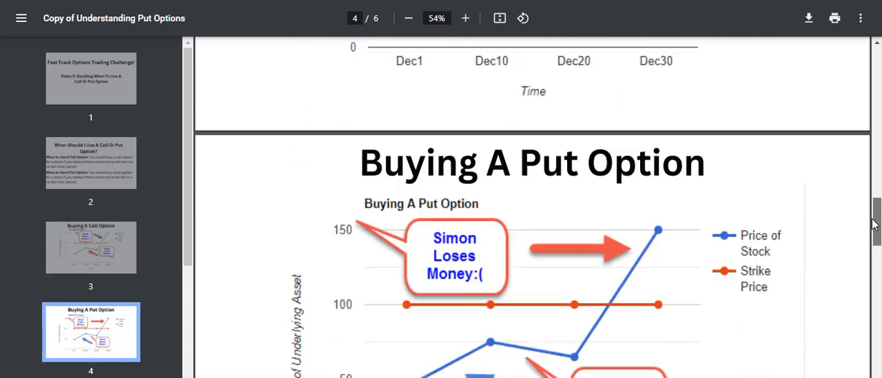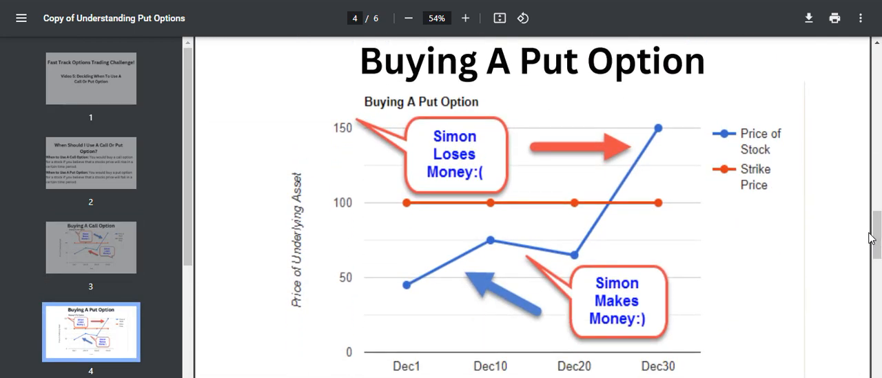Now, flip side, Simon wants to buy a put option on a stock that we'll call stock Y. Basically, the options contract has a strike price of $100 and it expires on December 30th. Pretty much the same as above, but in this scenario, Simon is betting that the stock price is going to fall because he thinks stock Y's board is going to put out some negative news about earnings, which is going to make the stock fall.